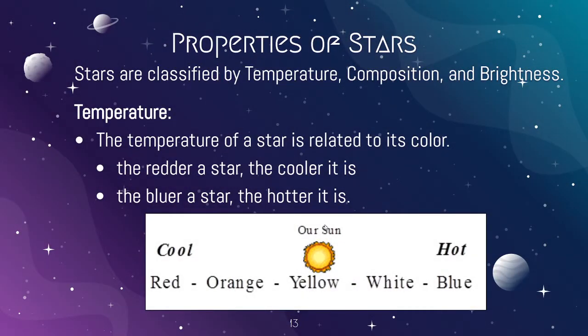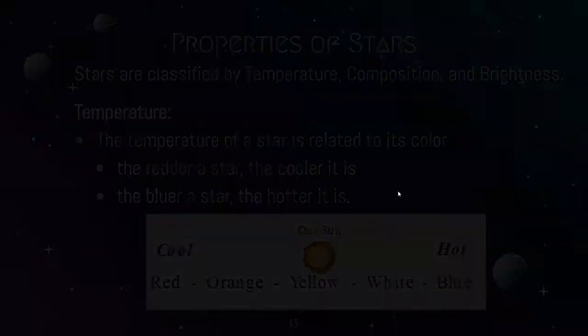Okay, so when we're classifying stars like the sun, one of the things that we use to classify them is temperature. The sun is in the middle for the temperature range. It's a yellow star. If it's more towards the blue side of the temperature range, it is on the hotter end. If it's more of a red star, then it's on the cooler side.